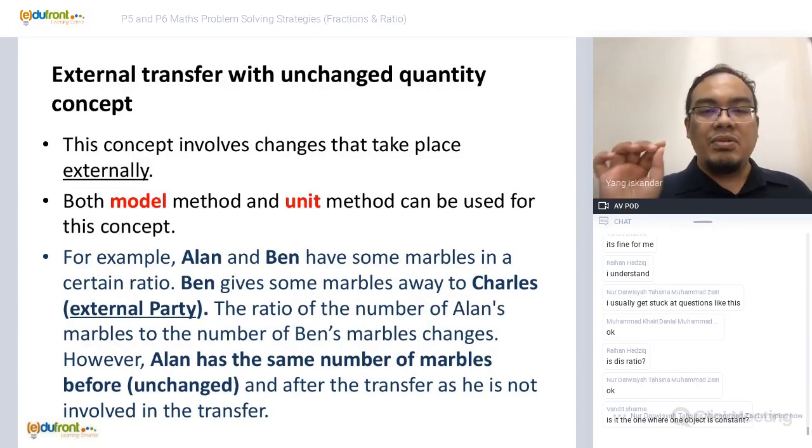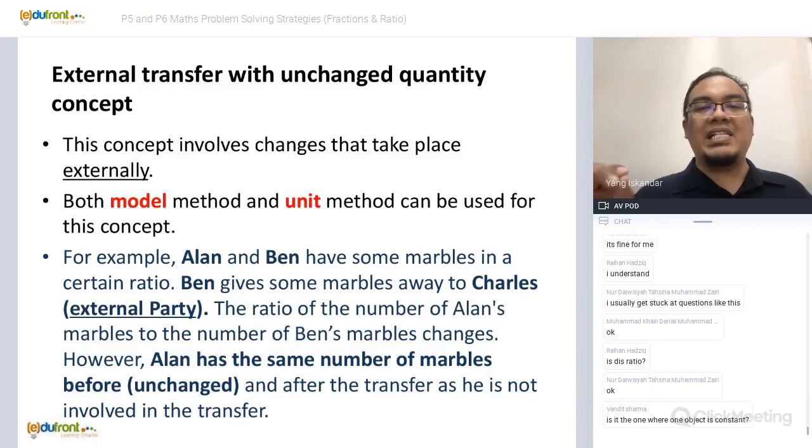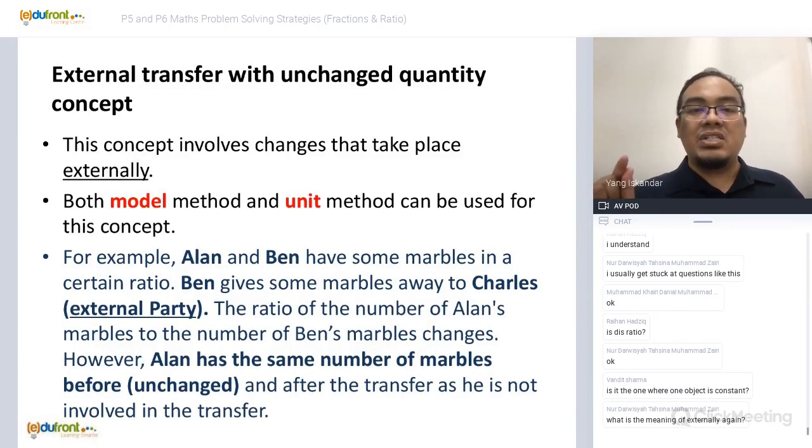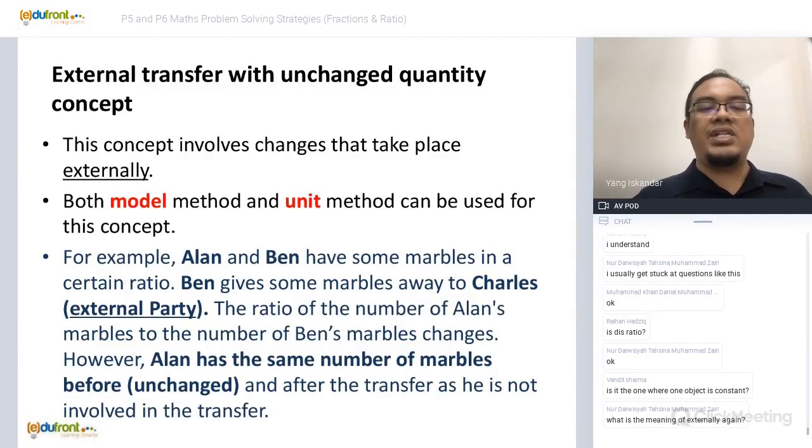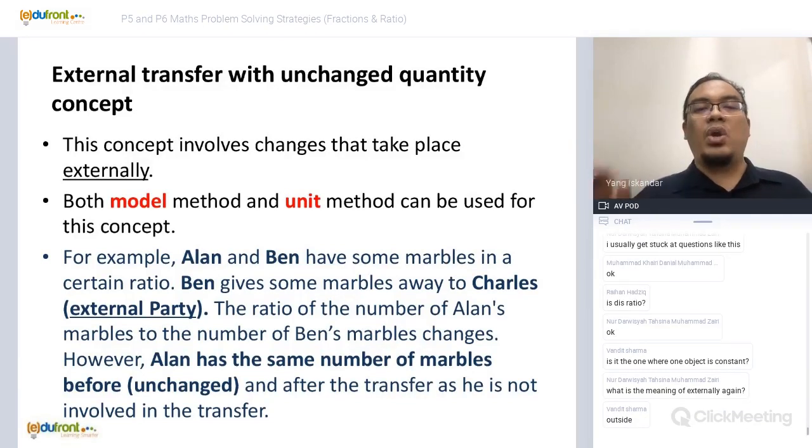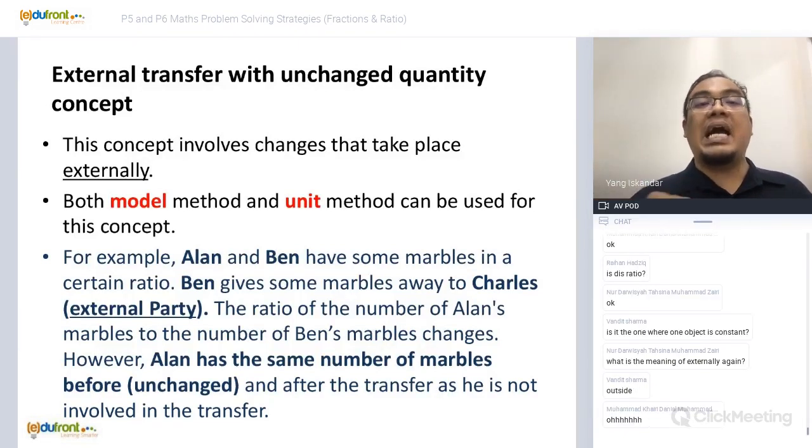However, you will notice that Alan remained unchanged. Alan is not changed. The one that is changed is only Ben, right? Because Ben gave some marbles to Charles, but Alan did not change, right? So we call this strategy external unchanged, where one of the variables, one of the objects or persons in the question, is unchanged. Okay?